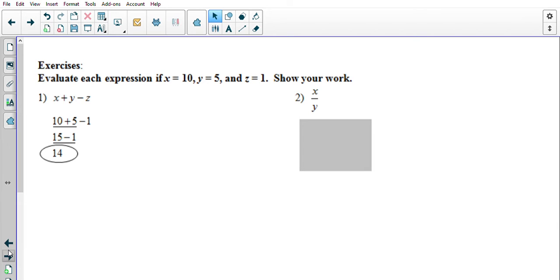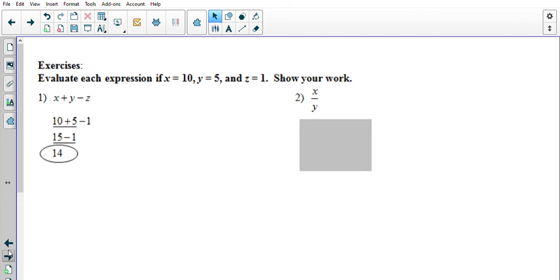So in these exercise problems, it says to evaluate each expression if x equals 10, y equals 5, and z equals 1, and don't forget to show your work. Step 1 is always to substitute those values in for the variables, and then use the order of operations to evaluate. One question I get from students a lot is, do we have to use the order of operations? Well, yeah, you always use the order of operations. You can't just pick and choose.